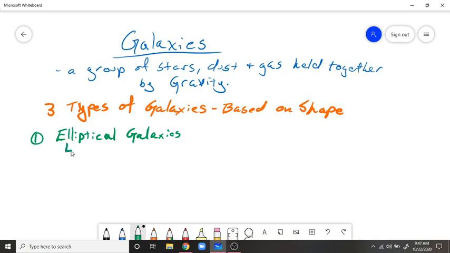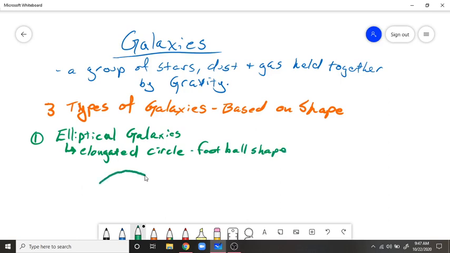Elliptical is describing the shape. It's kind of like an ellipse, which is an elongated circle, kind of like a football shape. This means that it is fatter in the middle than it is on the ends. It bulges in the center.